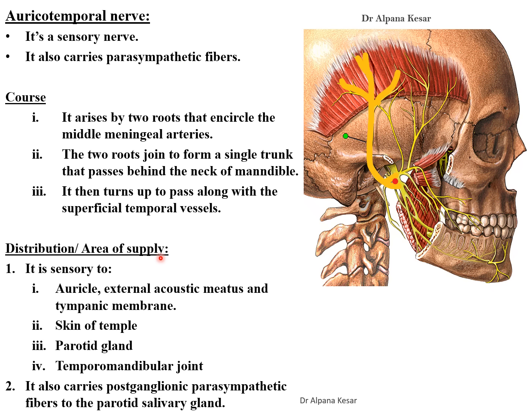The area of distribution of auriculotemporal nerve is, it supplies the auricle or the ear, external acoustic meatus and the tympanic membrane. It also supplies the skin of the temple. The name itself suggests auriculotemporal, so it supplies auricle and the temporal region. It also supplies parotid gland and temporomandibular joint. Auriculotemporal nerve carries postganglionic parasympathetic fibers from otic ganglion to the parotid gland.